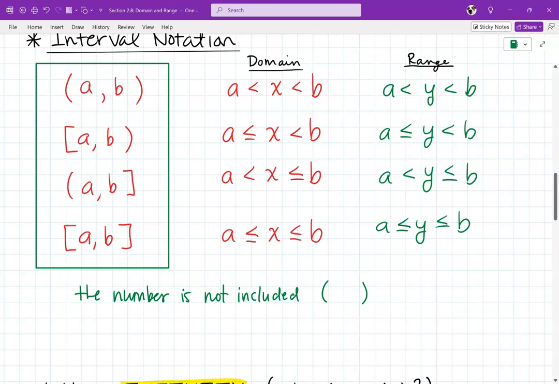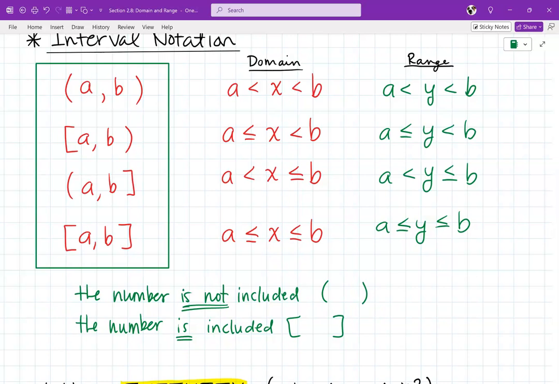That means that anywhere you see a parenthesis, look at the very top one, parenthesis A, comma B, end parenthesis, A and B are not included in that. Okay, but when you see a bracket, that means it is included. So the number is included. This one is not. This one is included. You're going to use brackets. Okay?